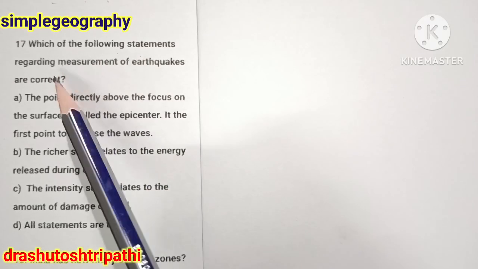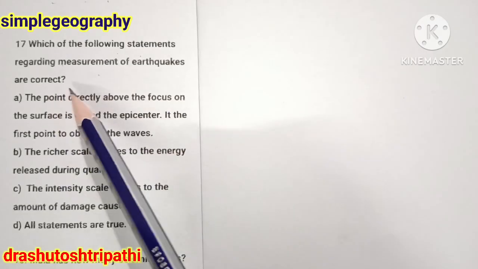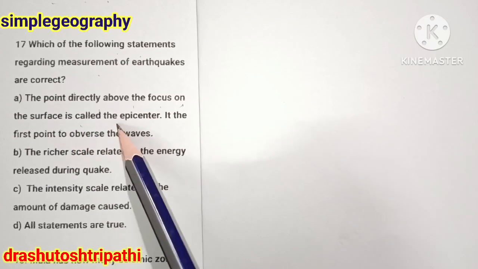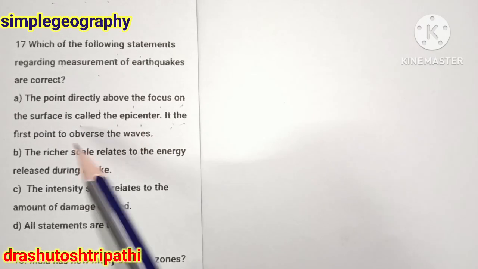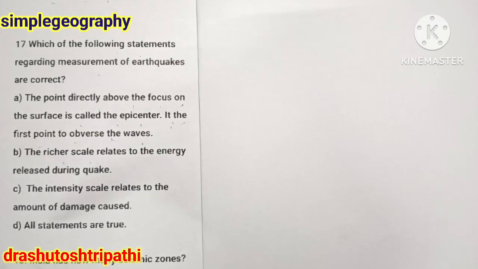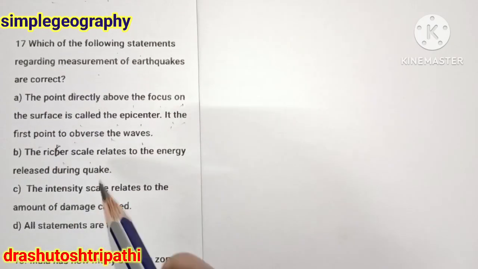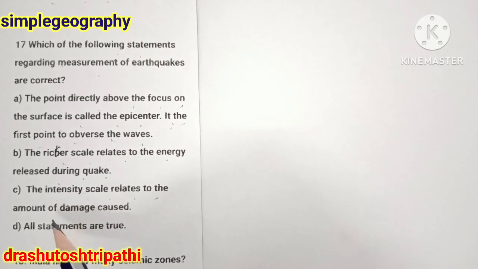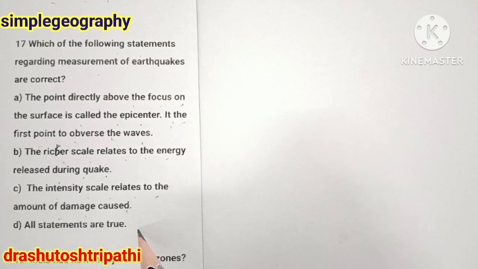Which one of the following statements regarding measurement of earthquakes is correct? The point directly above the focus on the surface is called epicenter. It is the first point to observe the waves. The Richter scale relates to the energy released during earthquake. The intensity scale relates to the amount of damage caused. All the statements are true.